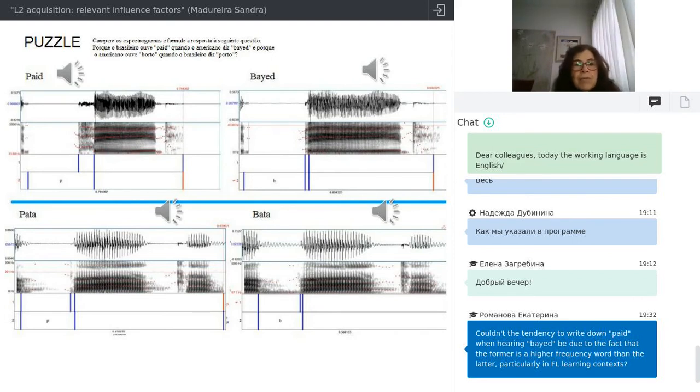I'm going to pronounce Portuguese here. You see, pata, bata. That's Portuguese. And here you have English. But I'd like you to pay attention to the following. You have B here, and you have all this part: the voicing, the negative VOT. And this is voicing. So in Portuguese, you voice and then you release for the B.